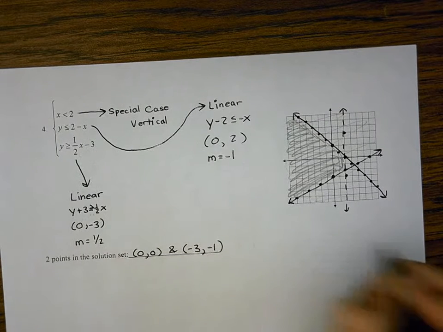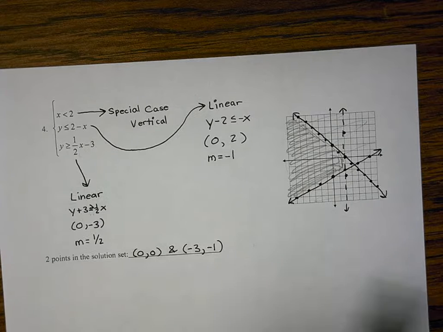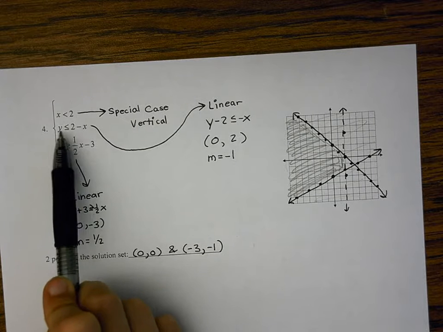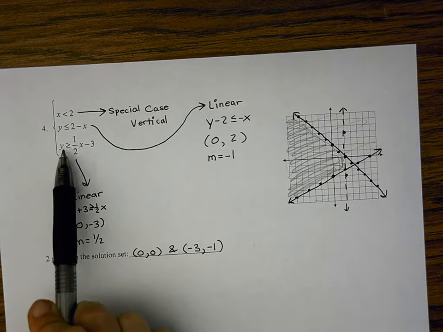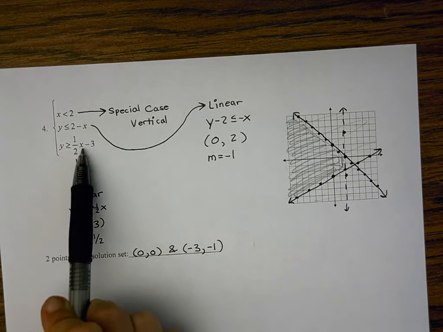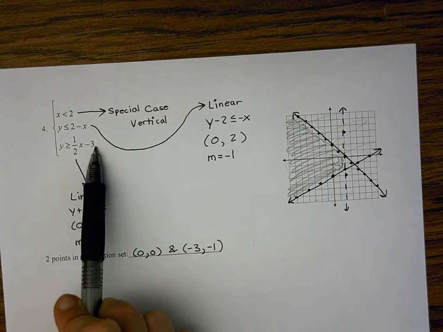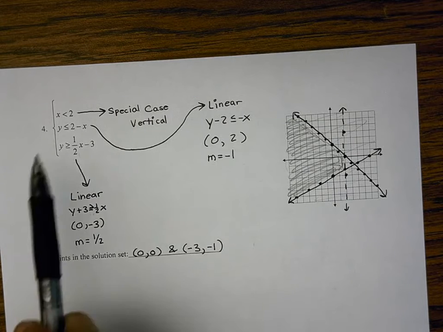And again, you can always double check. Is 0 less than 2? Yep. So first inequality is good. 0, 0. Is 0 less than or equal to 2 minus 0? Yep. 0 is less than or equal to 2. That's true. So good to go. And is 0 greater than or equal to 1/2 times 0 minus 3, which is 0 greater than or equal to 0 minus 3, which is 0 greater than or equal to -3, which is also true. And so I shaded the right region.